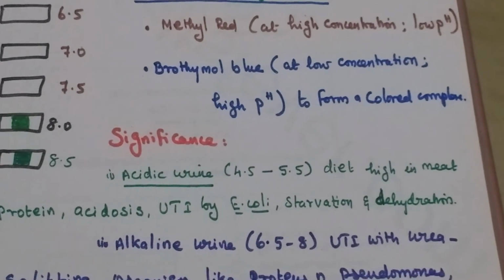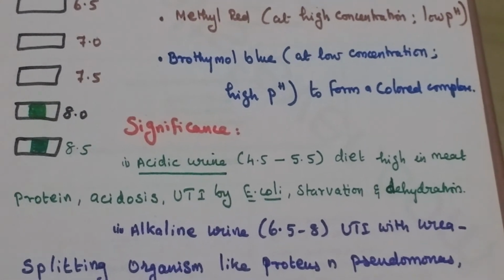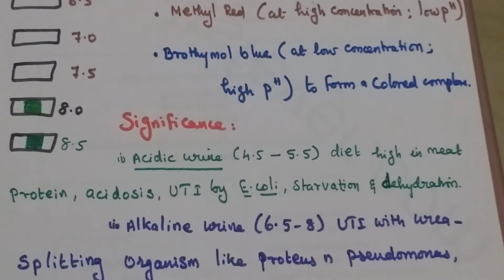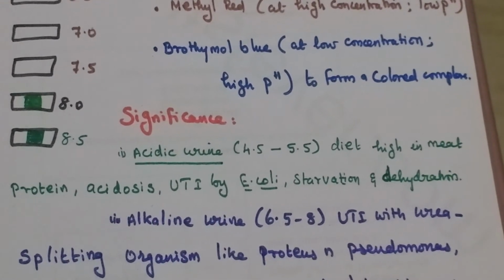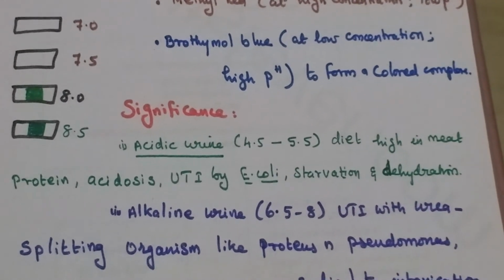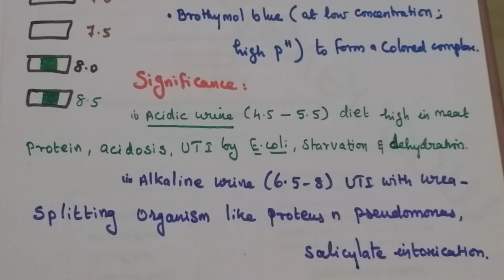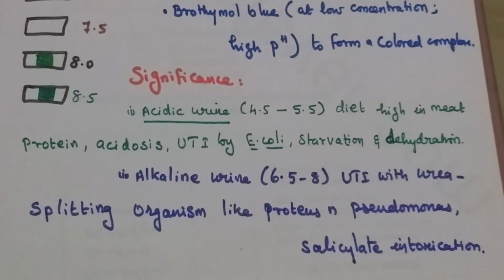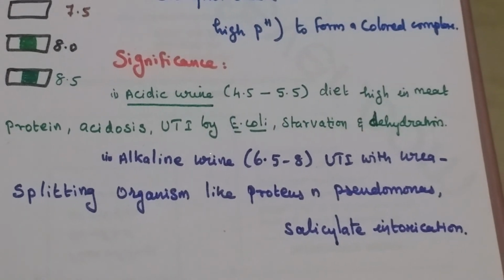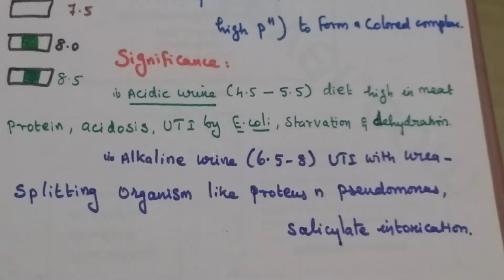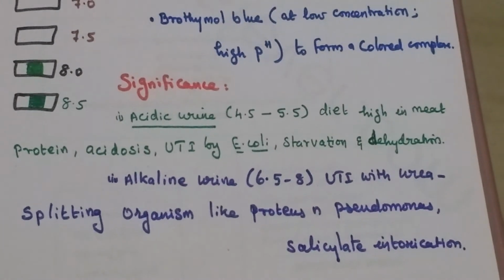Significance: acidic urine, 4.5 to 5.5, is seen with a diet high in meat protein, acidosis, urinary tract infection by E. coli, starvation and dehydration. Alkaline urine, range 6.5 to 8, is due to urinary tract infection with urea-splitting organisms like Proteus and Pseudomonas, and salicylate intoxication. This was all about the physical examination of urine.